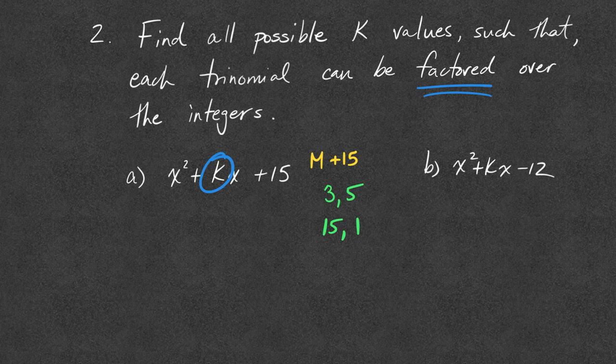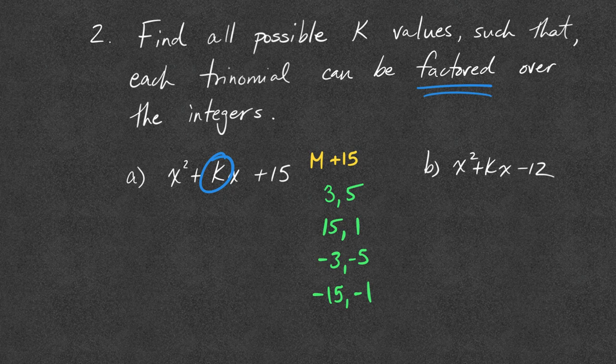Take a look at that first option we wrote down in green, my 3 times 5. It could have also been negative 3 times negative 5. Yes, don't forget about your negatives. But then same thing with the 15 and the 1. Maybe that was a negative 15 and a negative 1. Okay, well, if those green possibilities are all my possibilities that I could have with integers, then if those were the case, what k values would they produce?